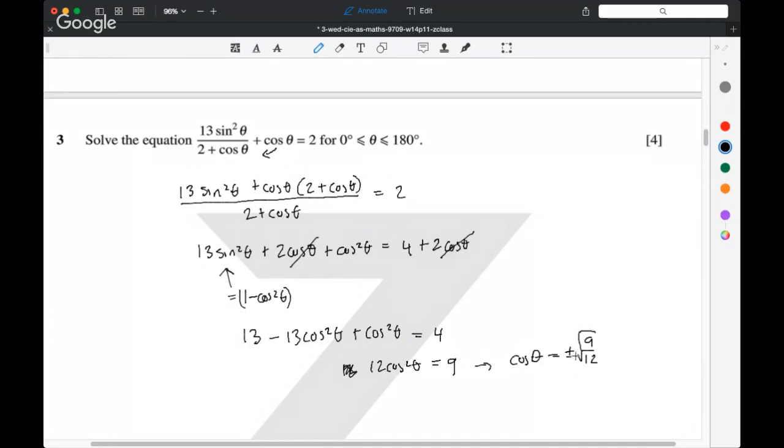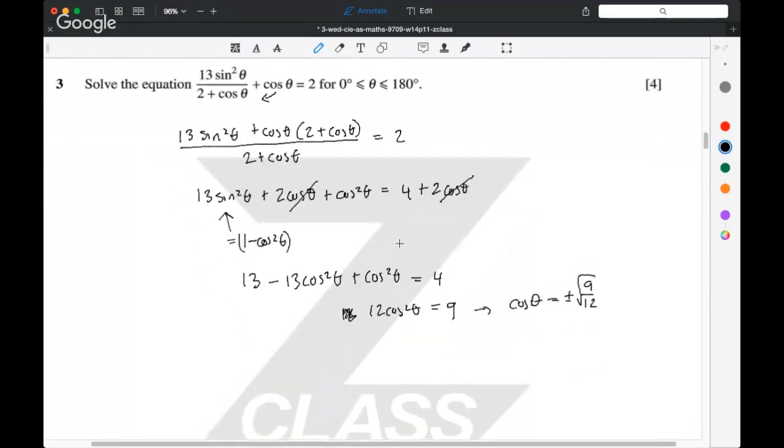So there's 2 possible values that cosine theta can equal. So you have to account for both of these. You're told that theta lies within the range 0 to 180 degrees. So let's look at the cosine function. And it looks something like this, where that is 360 degrees. So this is 180. So we're just interested in this section. And plus square root of 9 over 12 is somewhere there, and minus is somewhere there. So you've actually got 2 values of theta, which will give you a cosine of theta being one of these options.